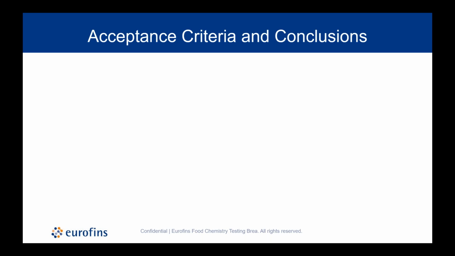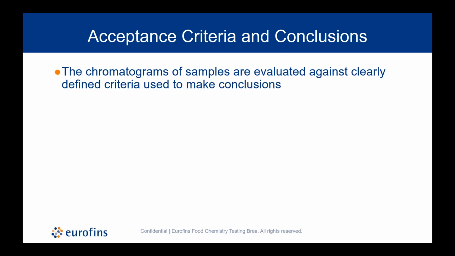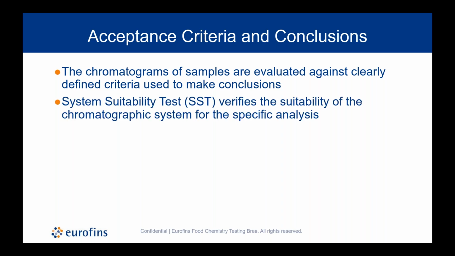So moving to acceptance criteria and conclusions, these are part of the method. So when we run the samples on the TLC plate and perform the chromatography according to the method, the resulting chromatograms are going to be evaluated, and we use clearly defined acceptance criteria to make the conclusions, whether it meets the acceptance criteria or does not meet the acceptance criteria.